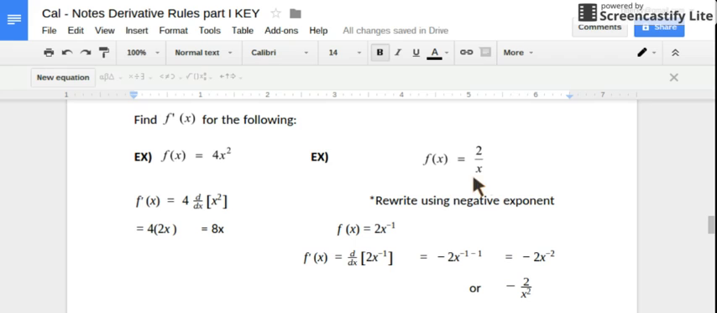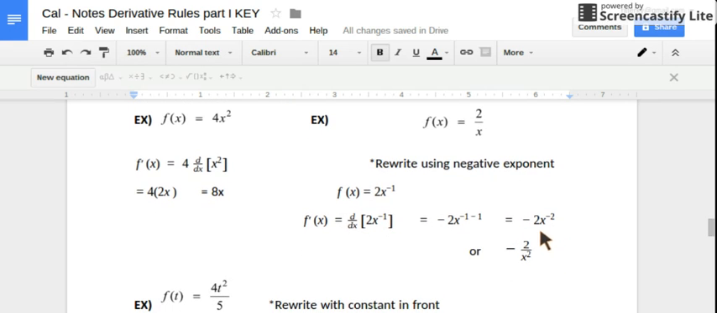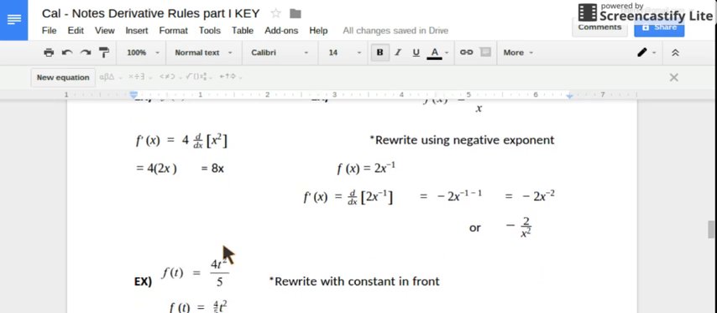If your variable is in the denominator position, we're going to rewrite functions using negative exponents so that we can apply the power rule. So 2 over x could be rewritten as 2x to the negative 1. If I use my power rule now to find the derivative, I'm going to drop that exponent down, multiply it by the coefficient, I get negative 2. And then subtract 1 from my exponent, and I end up with negative 2x to the negative 2, which we could leave in that form, or we could rewrite it as a fraction again and say negative 2 over x squared. Again, either way you want to work with it is fine.